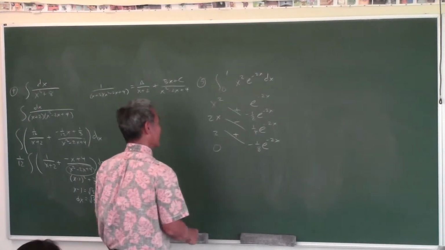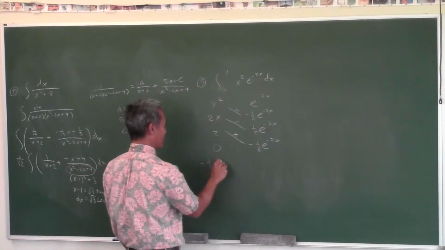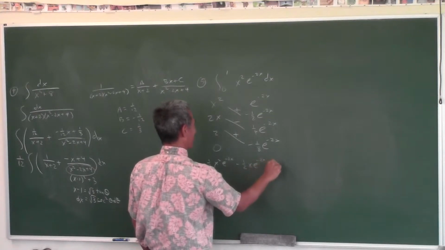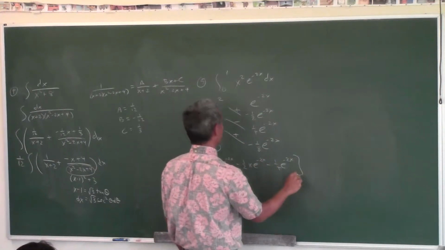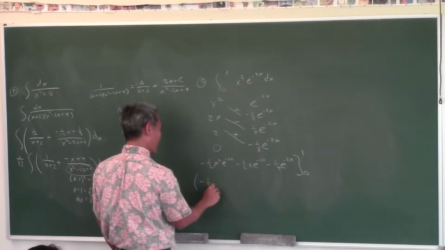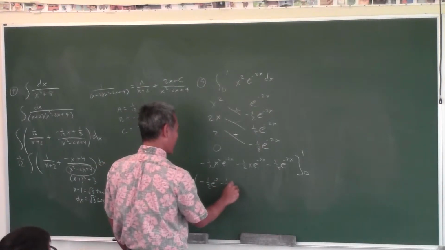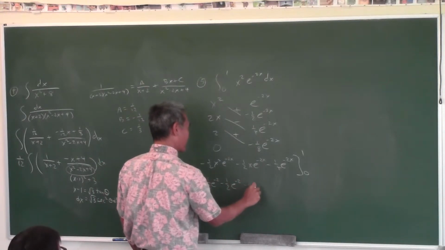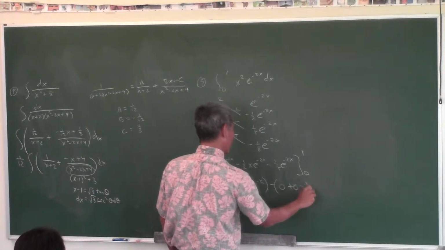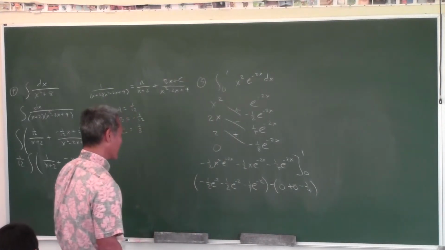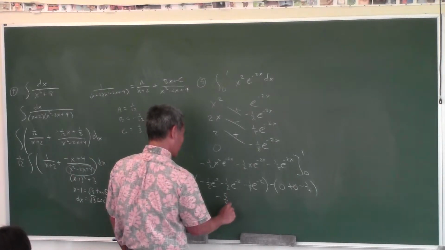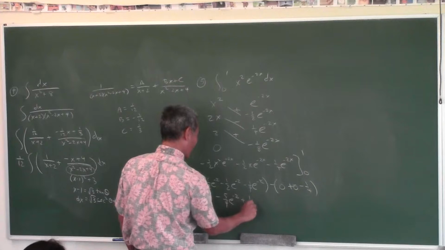Plus, minus, plus. So you're going to get negative 1/2 x squared e to the negative 2x, minus 1/2 x e to the negative 2x, minus 1/4 e to the negative 2x. Since we have limits 0 to 1, plug in the top number and you get negative 1/2 e to the negative 2, minus 1/2 e to the negative 2, minus 1/4 e to the negative 2, minus, if you plug in 0, 0, plus 0 minus 1/4. So your final answer is going to be negative 5/4 e to the negative 2 plus 1/4.